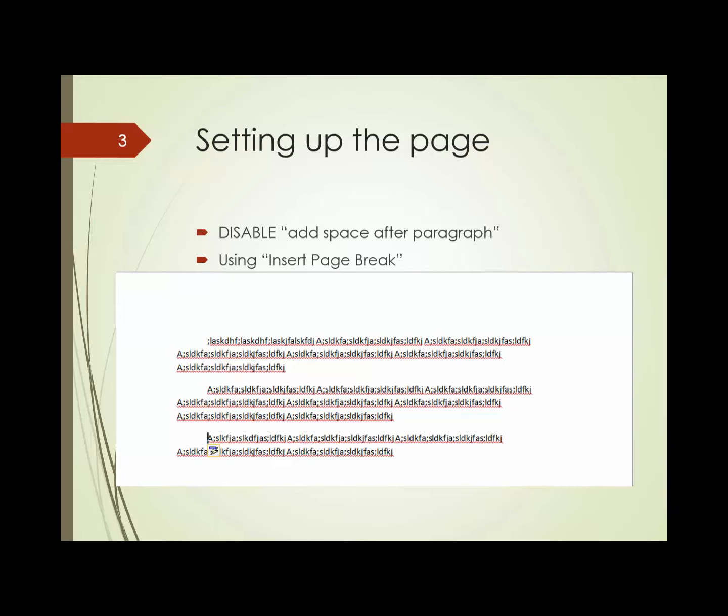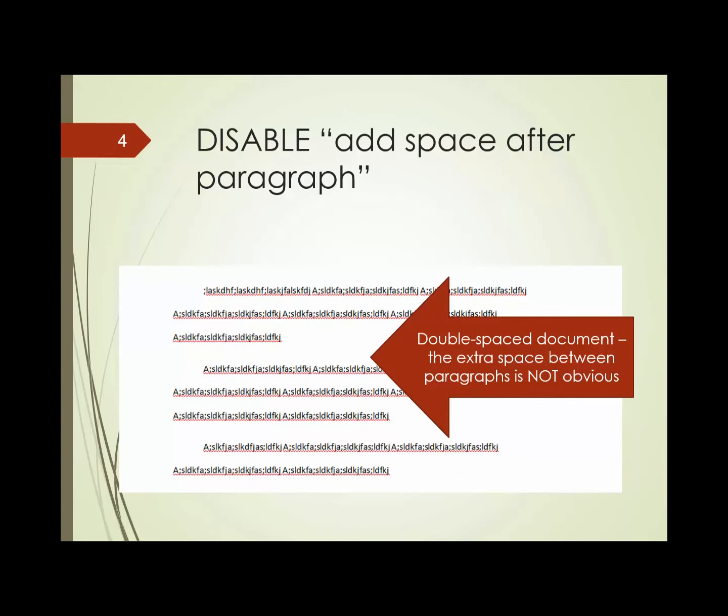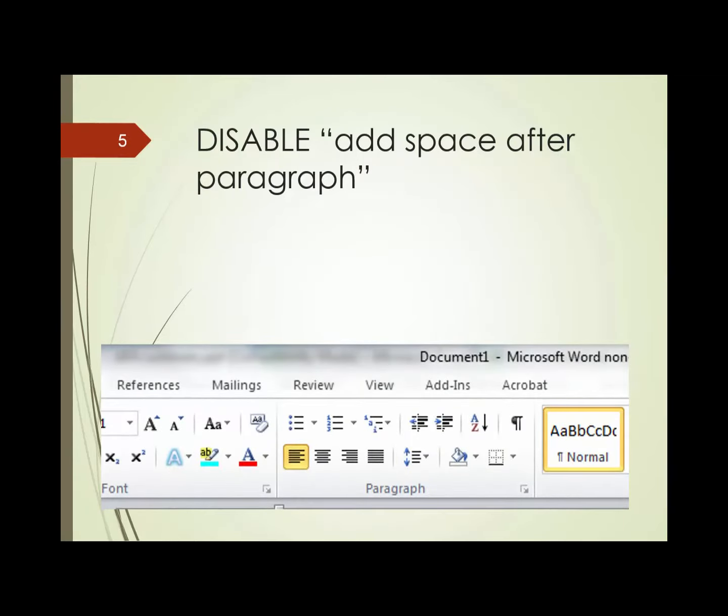You also need to know how to insert a page break. In a single-space document, the space is very obvious. But if you look at a double space, the extra space is not as obvious, but it's still there. The sample is showing you a triple space between paragraphs, not a double space. So how do you disable it?